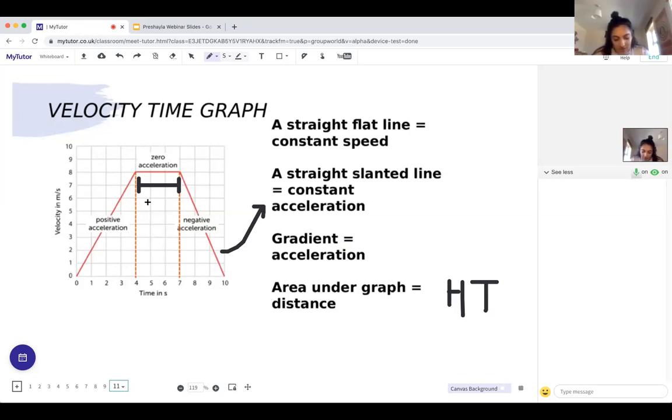What topic is this under? This is under the forces section of the AQA exam board, but for other exam boards, it will just be under forces, forces in motion, something like that.